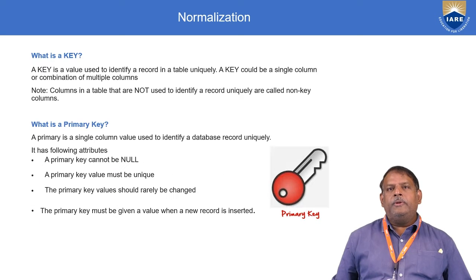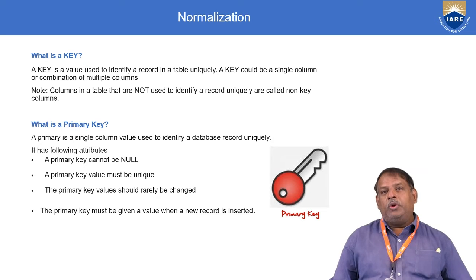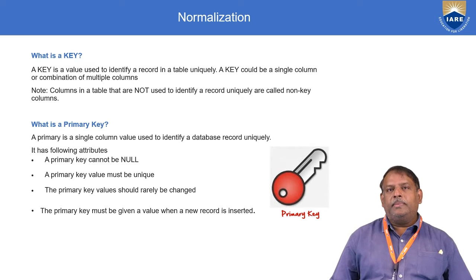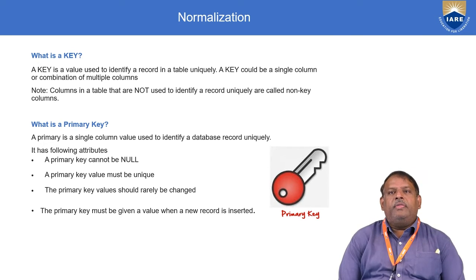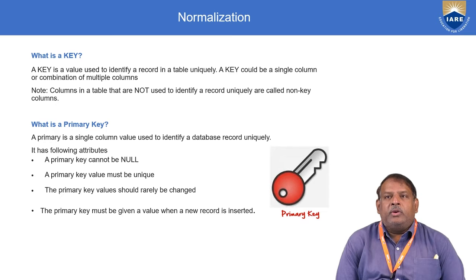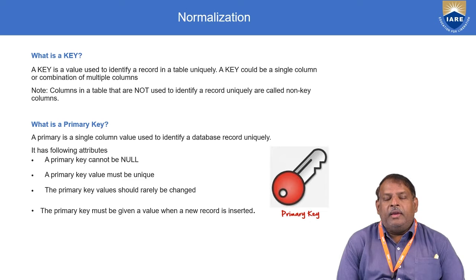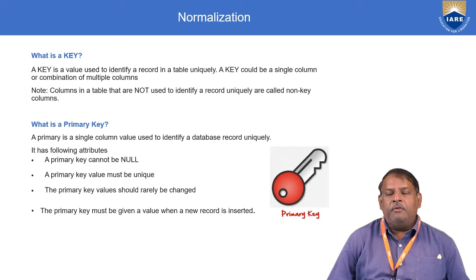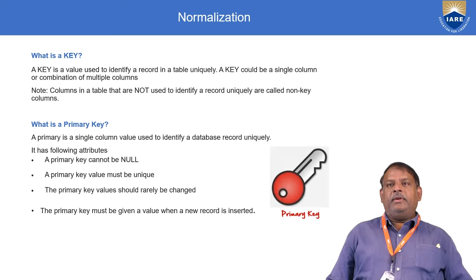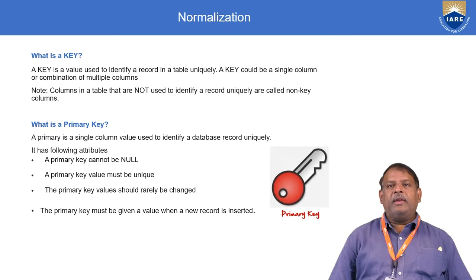Okay, understood? Now before going to the second, we'll have to see a few concepts in SQL Server. What is a key? A key is a value used to identify a record in the table uniquely. A key could be a single column or a combination of multiple columns. Note, the columns in a table that are not used to identify a record uniquely are called non-key columns. A unique key singly identifies the entire row, whereas if you're not able to distinguish uniquely, it is called a non-key column.